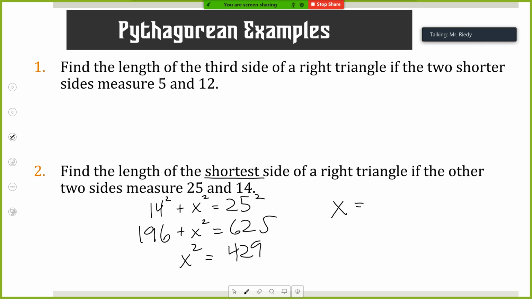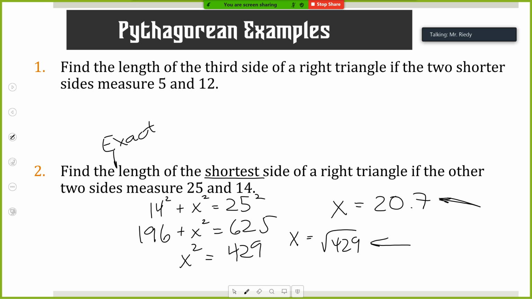21 point something? 20 point something. What is it? 20.7. Say again? 20.7. Okay. That answer is fine. However, if the problem said exact answer or find the exact length, then we would simply leave it as the square root of 429. Okay. Exact answer, approximate answer. And in this case, since it didn't specify, I'd stay with the 20.7. Okay, good. Nice, easy review for you.